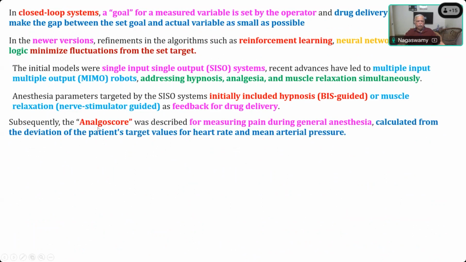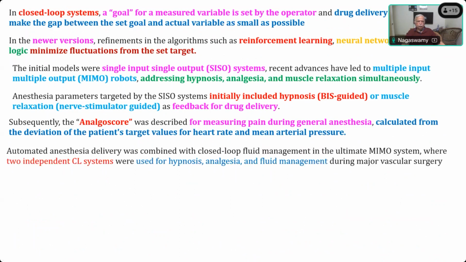Subsequently, an analgo score was described for measuring pain during general anesthesia, calculated from the deviation of the patient's target values of heart rate and mean arterial pressure. This is what I told you. If the patient's heart rate and blood pressure go up after skin incision, you know the patient is suffering from pain. So the analgesia score, called the analgo score, was utilized in addition to the BIS monitor, and adjustments were made.